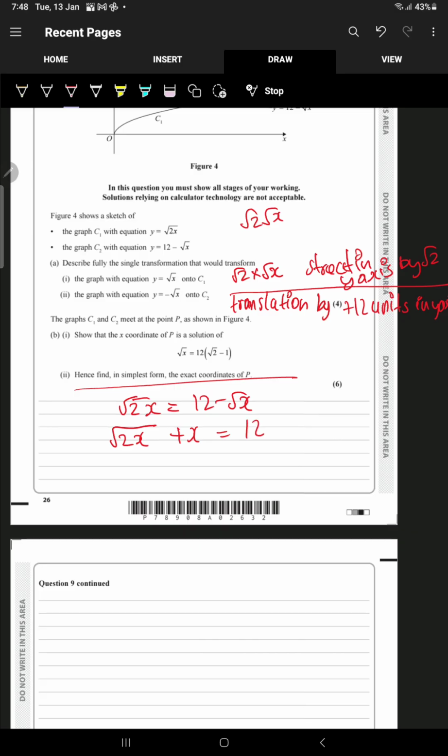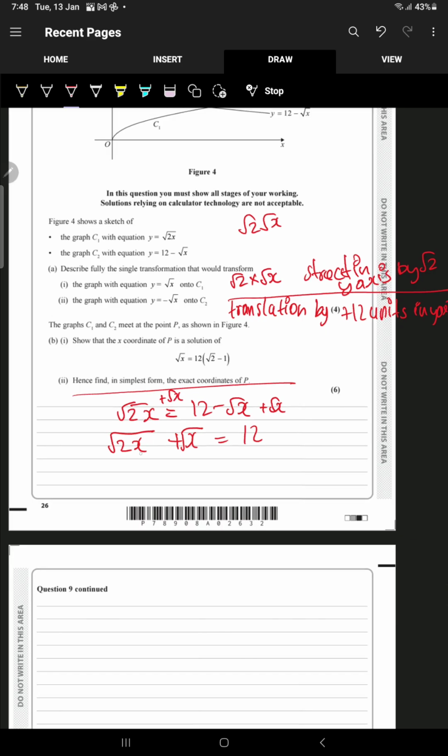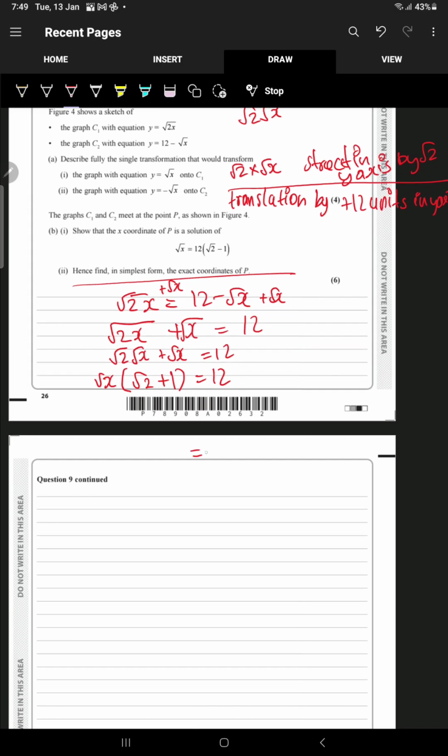Now we can factorize root x, so this is equal to 12, and we take a common factor of root 2 plus 1. Now you can divide both sides by root 2 plus 1, so 12 divided by root 2 plus 1. Basically we have to rationalize the denominator over here.